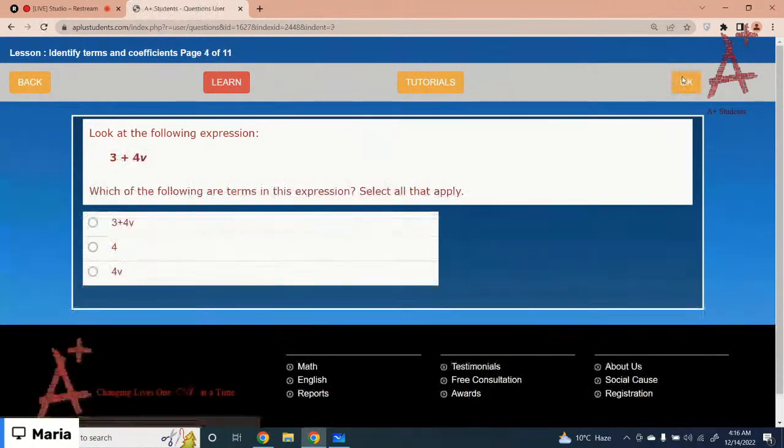No, it is 1. 5u square is a term. Anything that involves a variable and a number, that is a term. Got it?